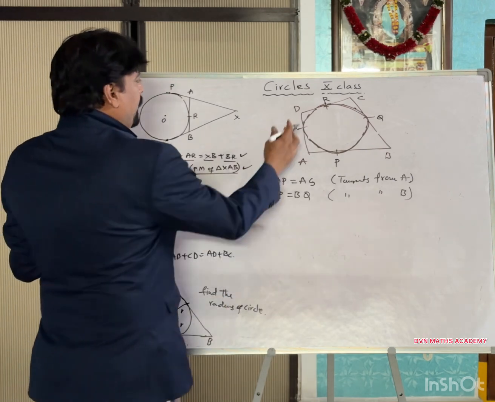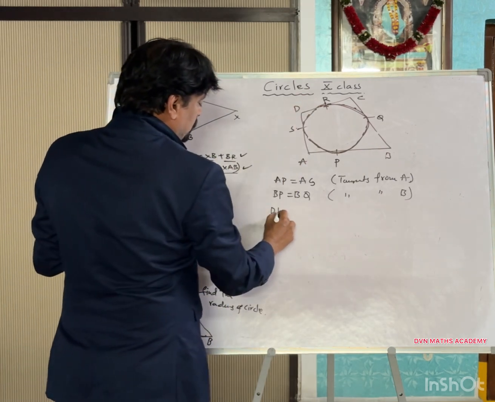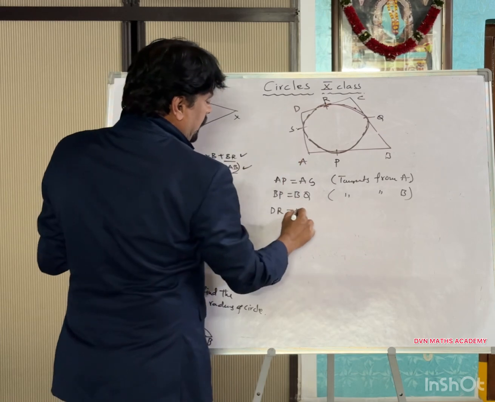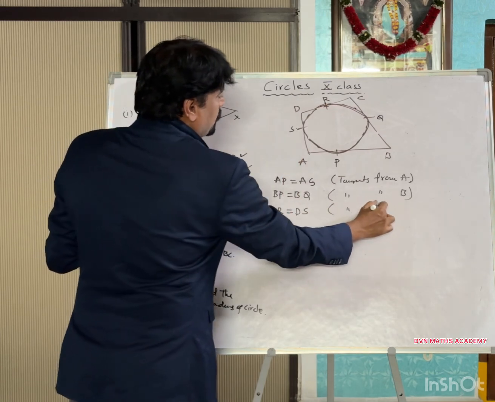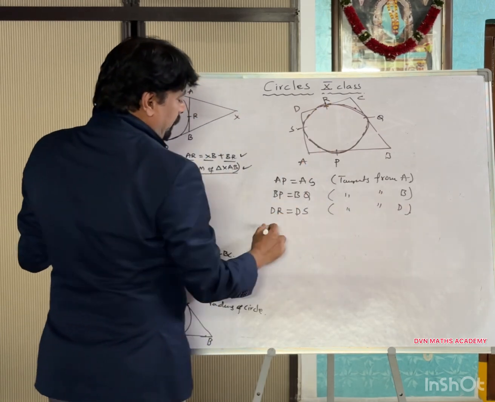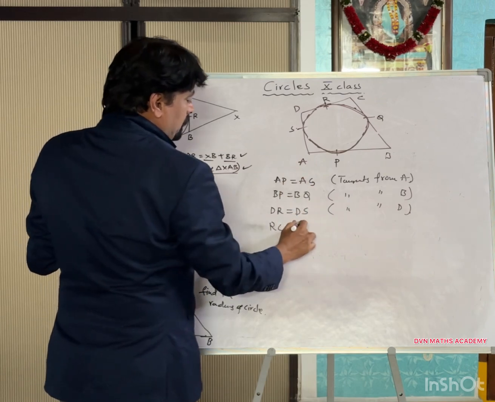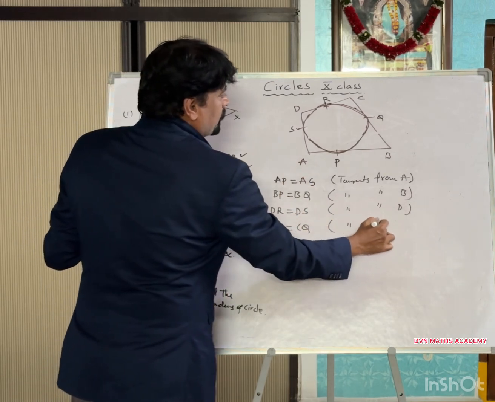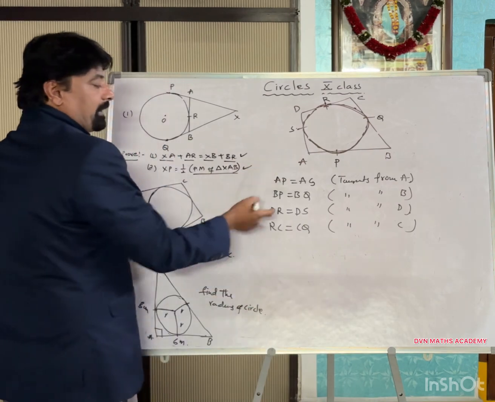In the same way, DR is equal to DS. This is also tangents from D. In the same way, RC is equal to QC. This is also tangents from C. So we are using the first theorem only.